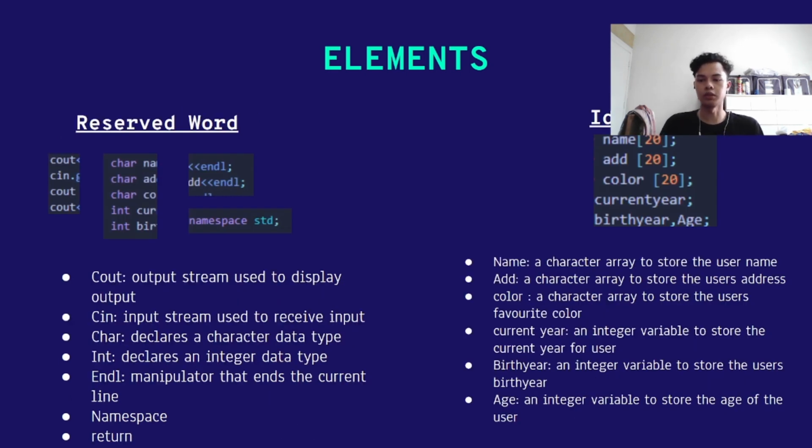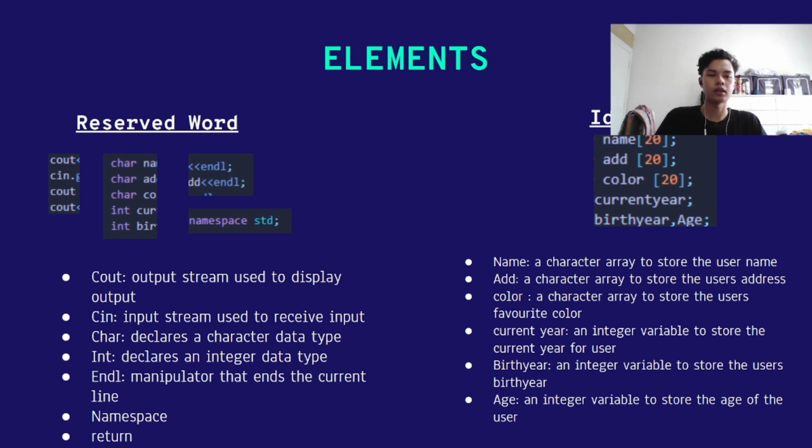And then we have reserved words. As you can see in the picture there, cout, cin. cout is an output stream used to display output, whereas cin is an input stream used to receive input. And then we have char and int. char is used to declare a character data type, and int, short for integer, is used to declare an integer data type. And we also have endl there. It is a manipulator that ends the current line. We have also namespace, and another one is return 0.